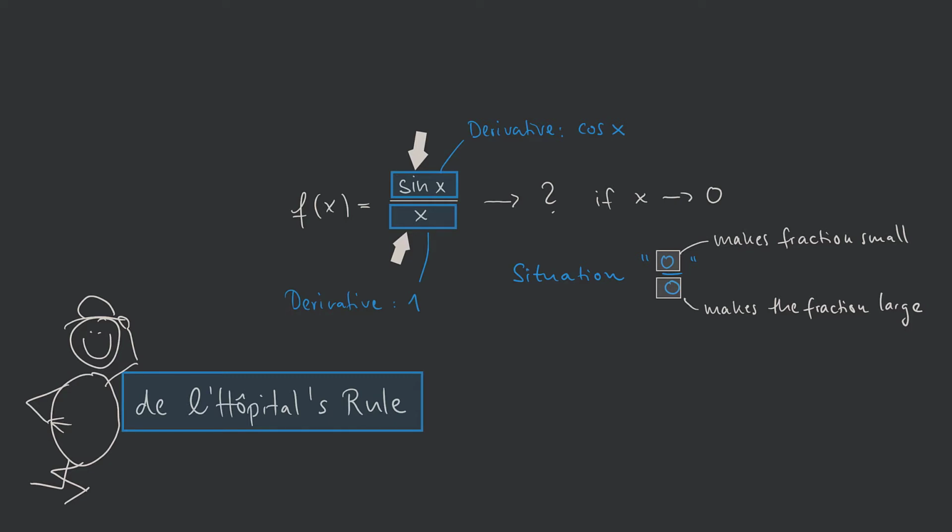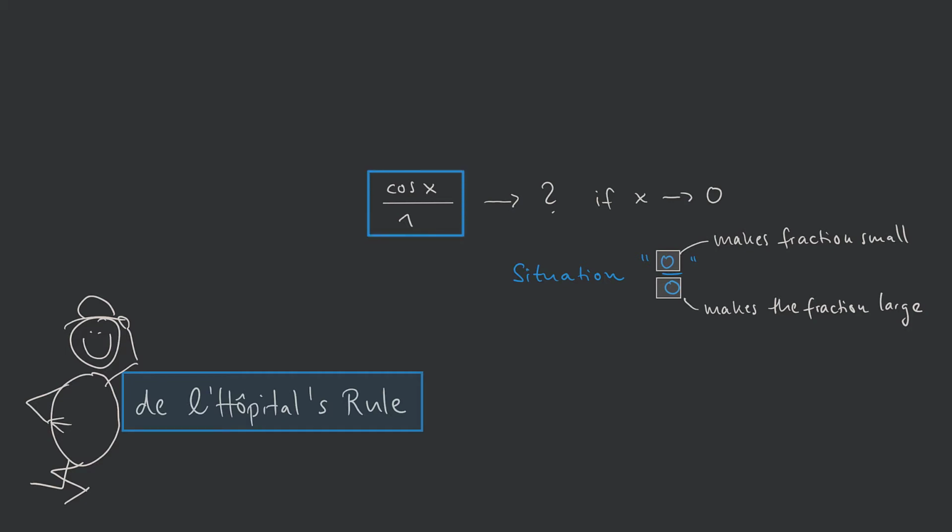Next, we replace the numerator and the denominator by their respective derivatives. So we obtain cosine of x over 1. Of course that function is not f of x anymore, so I just delete this f of x here. And now we play the same game with this new function. We think about where it tends to if x tends to 0. We examine the behavior of the components separately.